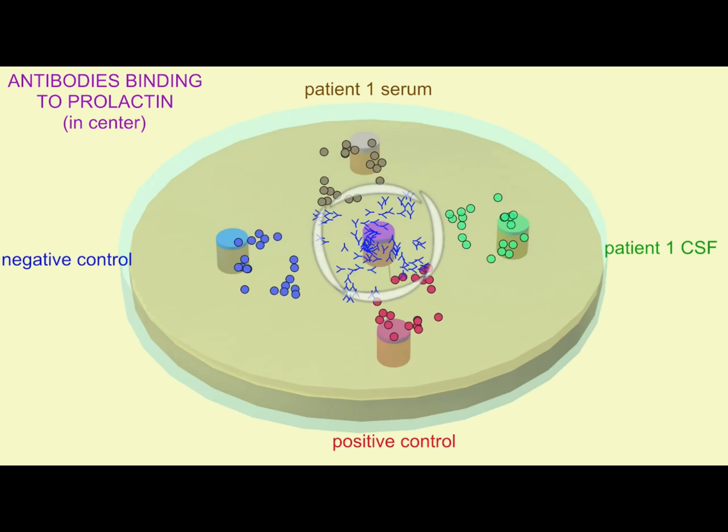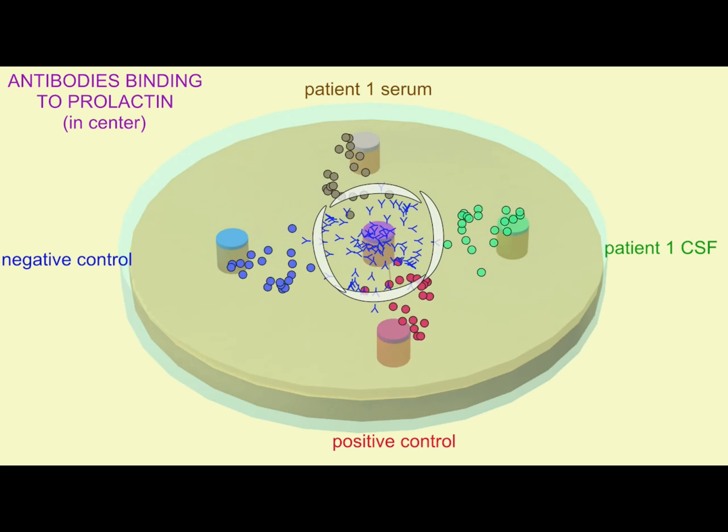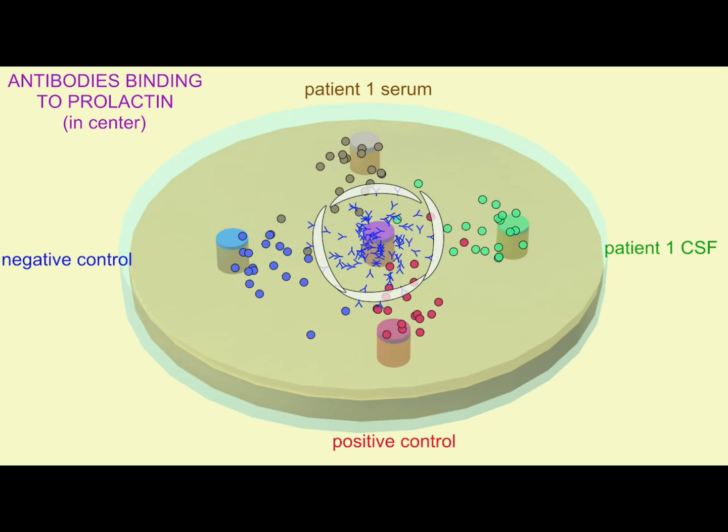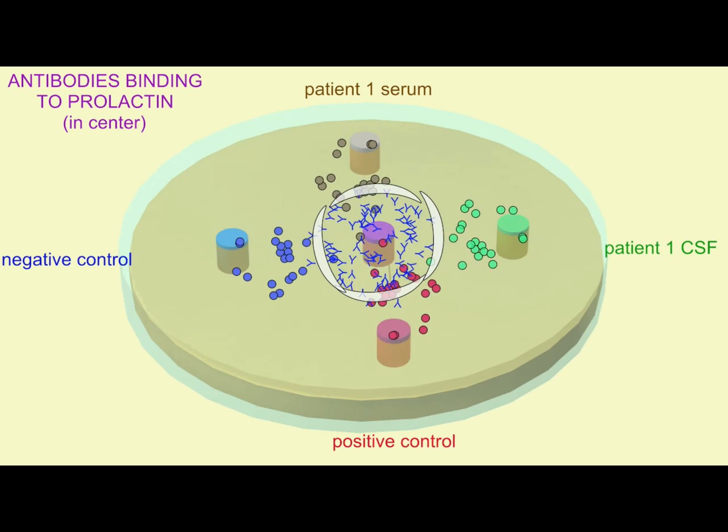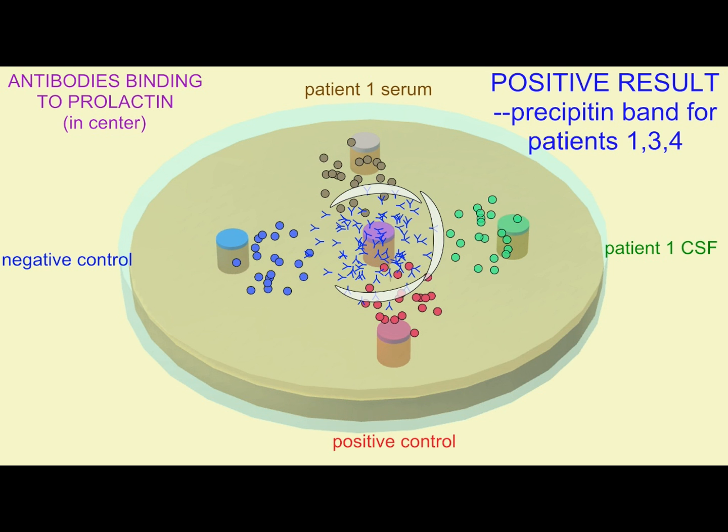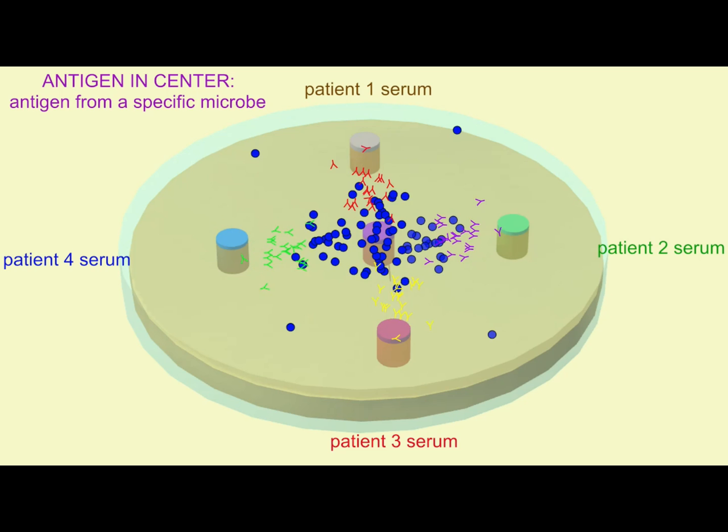There is a positive control, which should form a precipitin band no matter what. If it does not, this may indicate a problem with the antibody. There is a negative control that should not form a precipitin band. If it does, then it means that your antibody precipitin bands are not specific to the hormone in question, and therefore you may not be able to trust your results.